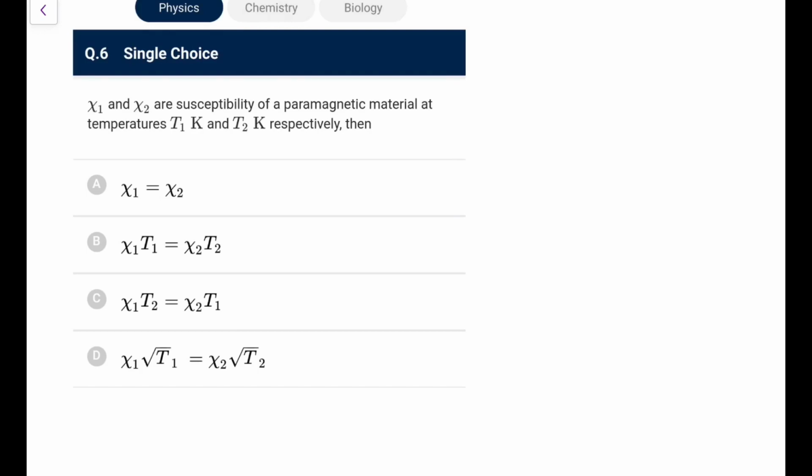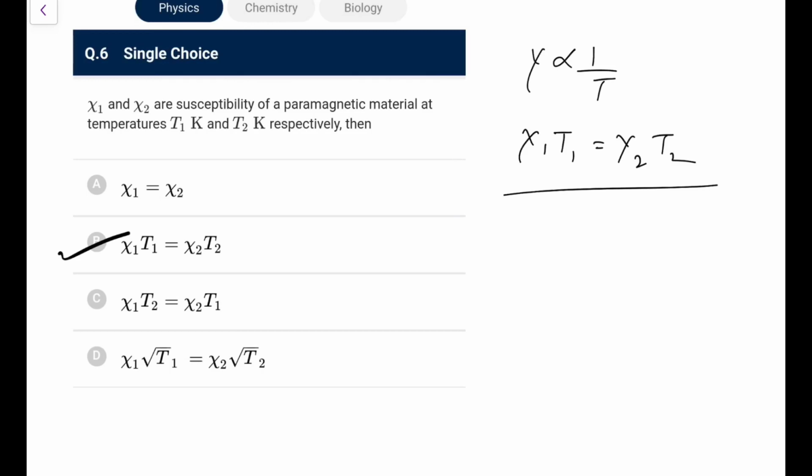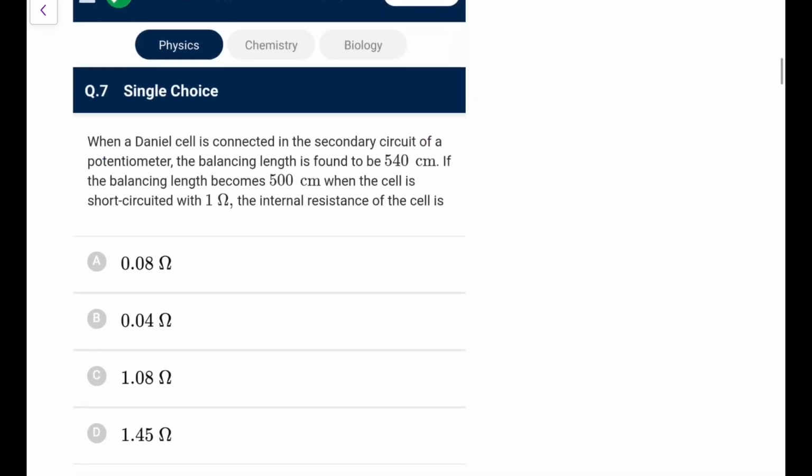Chi1 and Chi2 are the susceptibility of a paramagnetic material at temperature T1 and T2. So what we say, Chi is inverse to T. So we can directly say Chi is K by T, or you can say Chi1 T1 would be equal to Chi2 T2. Chi T will remain constant. So this would be option B. This is Curie's law that you remember.